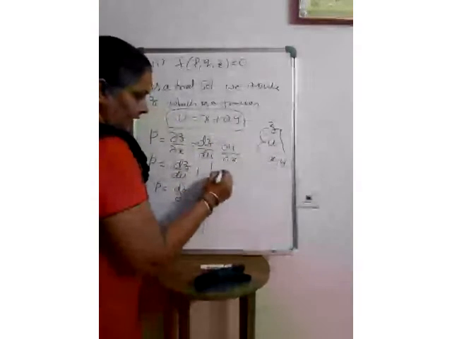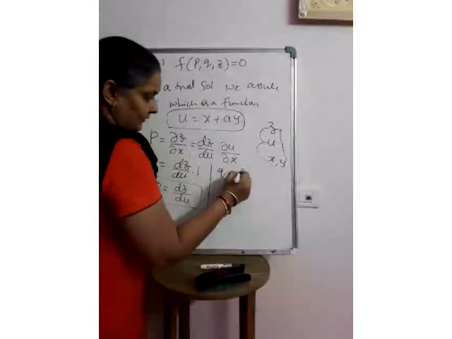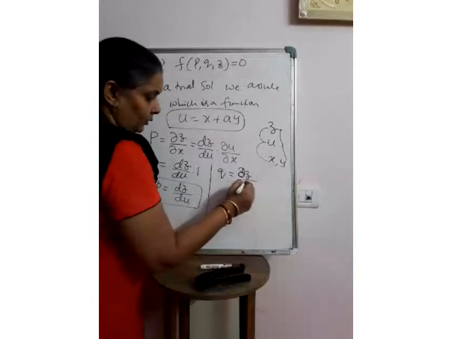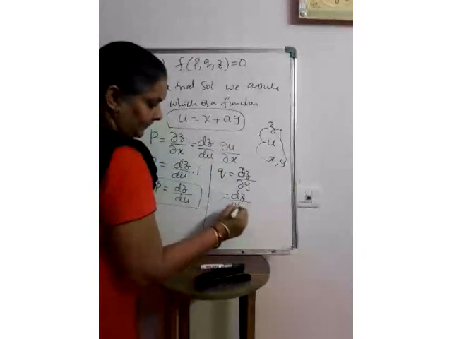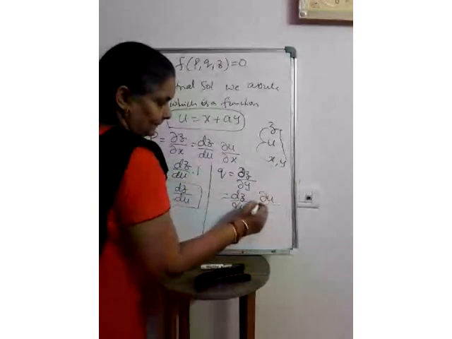Similarly, if you take q, what is the value of q we have taken originally? Dou z by dou y. Again we take the chain rule: dz by du into dou u by dou y.